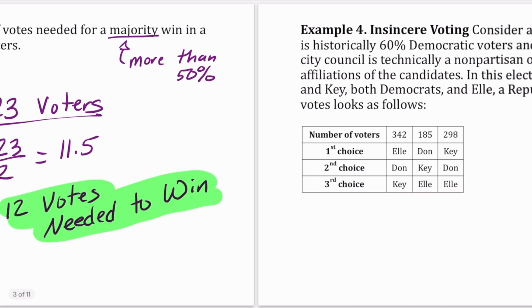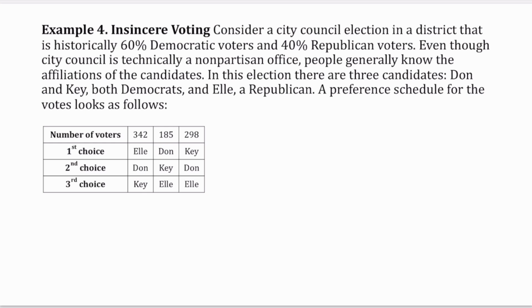For our last example here, example 4, we're going to look at insecure voting. This problem says to consider a city council election in a district that is historically 60% Democratic voters and 40% Republican voters. Even though city council is technically a nonpartisan office, people generally know the affiliations of the candidates. In this election, there are 3 candidates, Don and Key, which are both Democrats, and L, a Republican. A preference schedule for the votes looks as follows. If we look at a preference schedule, we see that by plurality, L would win this election.